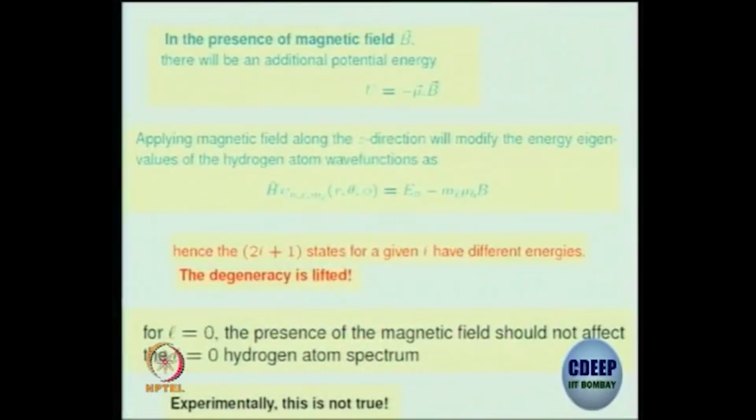Experimentally, this is not true. What do they see? There is this additional thing which we never brought into our Schrodinger equation, which is the spin angular momentum, and we cannot discuss spin angular momentum in the non-relativistic Schrodinger equation. Non-relativistic because your kinetic energy operator is p squared over 2m.